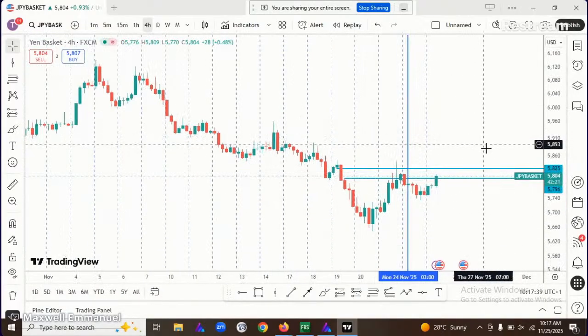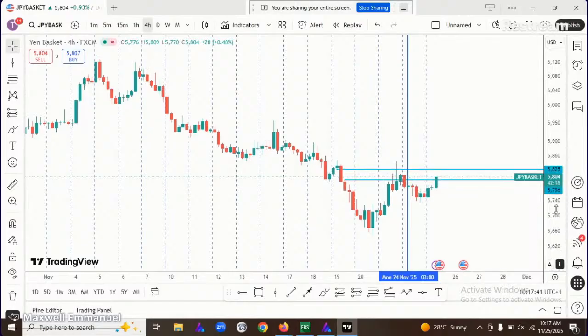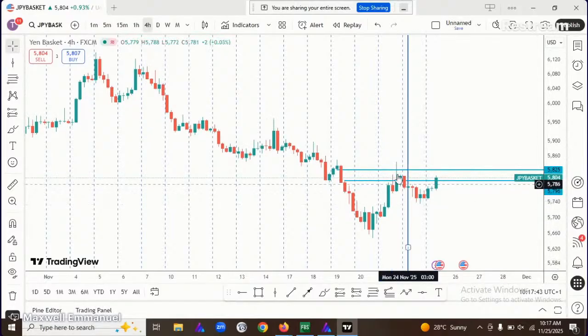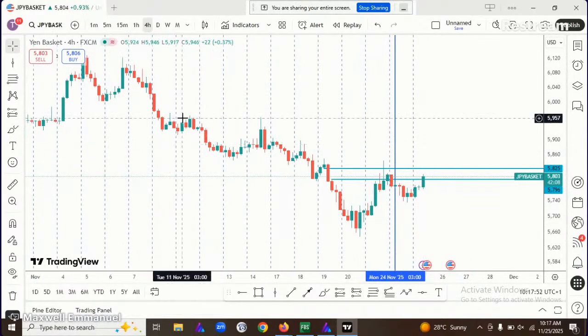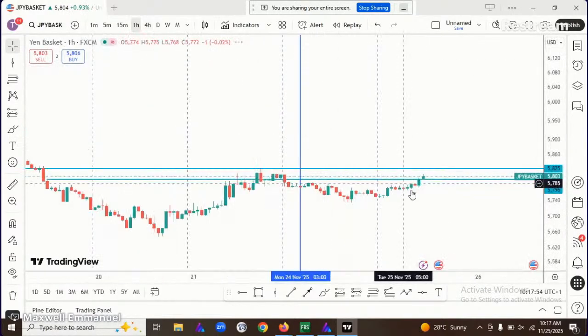Okay, so on yen, like I said, price has pulled back to fill this fair value gap at this point, and there was a strong rejection from that zone. So let's go down to 1 hour and see if a fair value gap was created at this point.